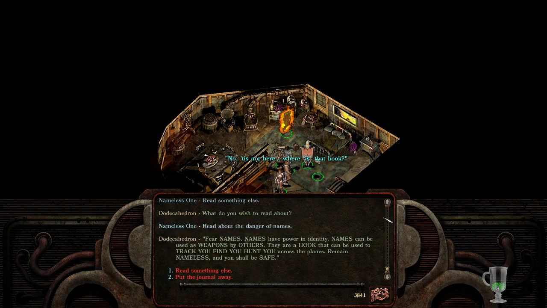Names. Fear names. Names have power and identity. Names can be used as weapons by others. They are a hook that can be used to track you, find you, hunt you across the plains. Remain nameless and you shall be safe.